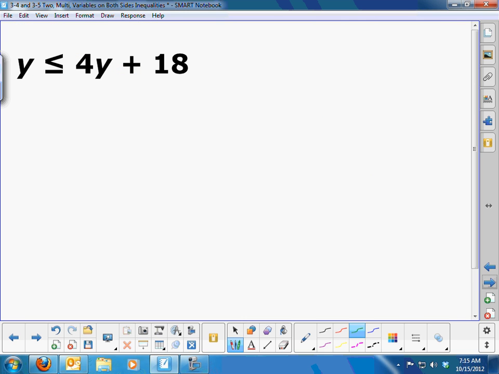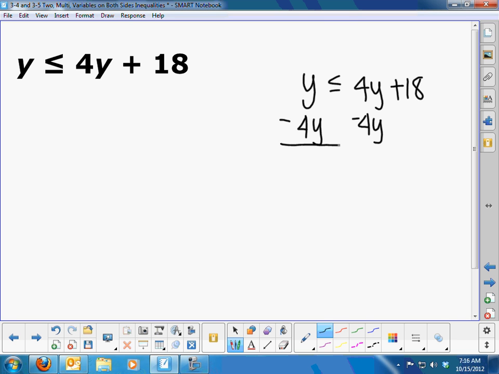All right, next one, oh goodness, what do we have here? We have variables on both sides. I see y is less than or equal to 4y plus 18. Now, I need to get all my variables to one side. Remember, you guys have a choice which side you get your variables on. Since I only have one thing on the left-hand side, that y, I'm going to go ahead and move my 4y over to that side, even though it's going to end up with a negative variable. The 18 is going to be all alone on the right side, and that's good.